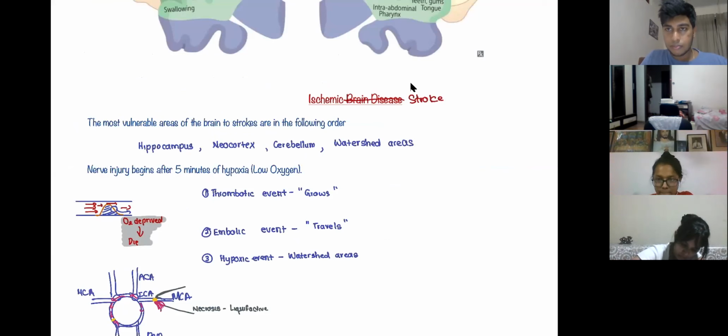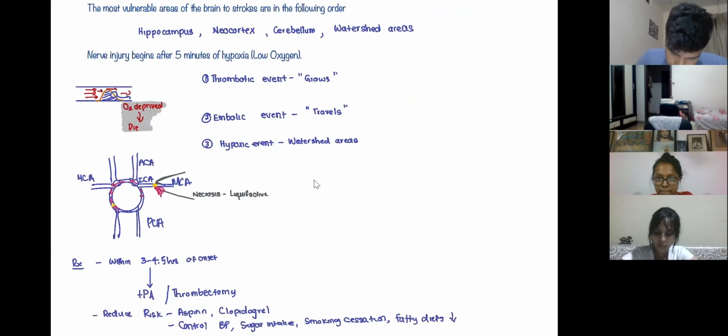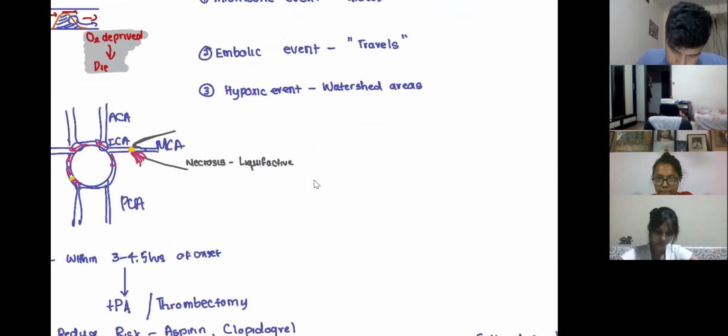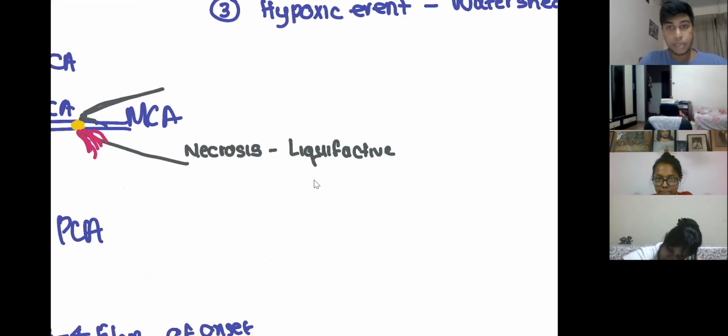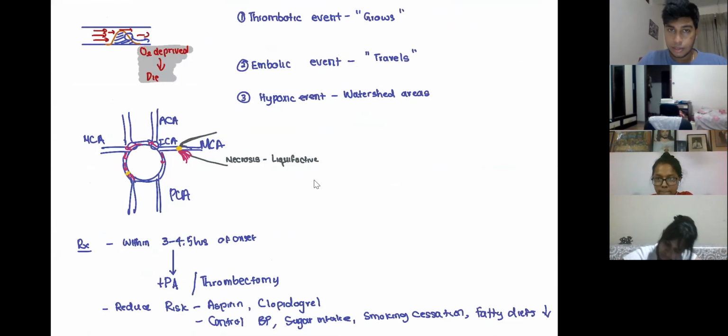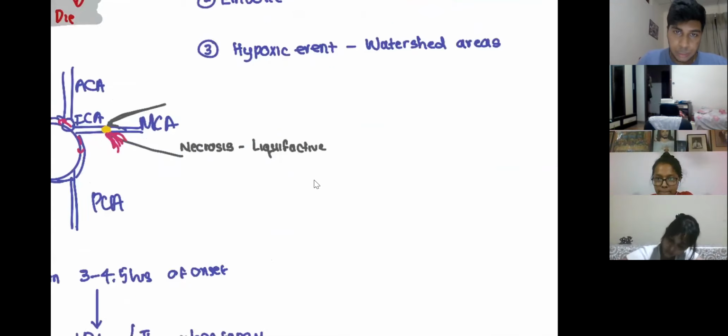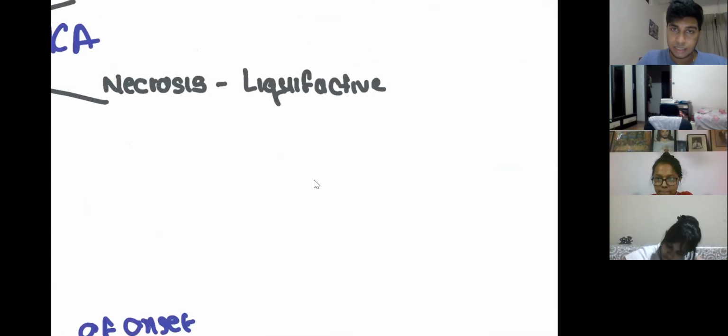Shan? Yeah. What would be worse, the liquefactive necrosis or internal bleeding? Which is more severe? Internal bleeding is way more severe. Trust me. Okay. This is like the final stage.